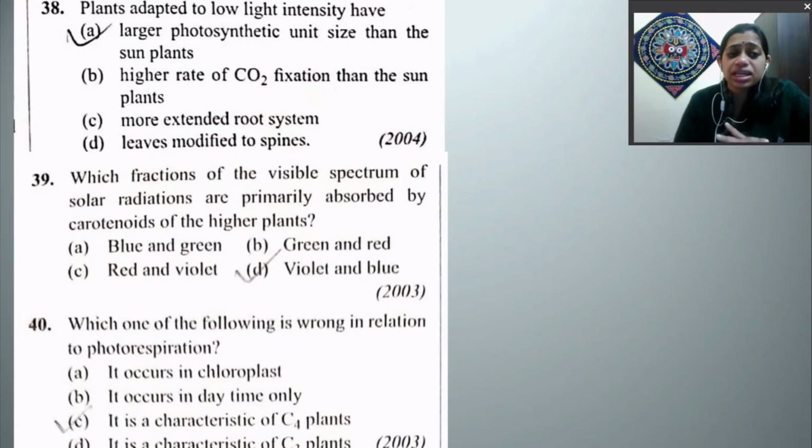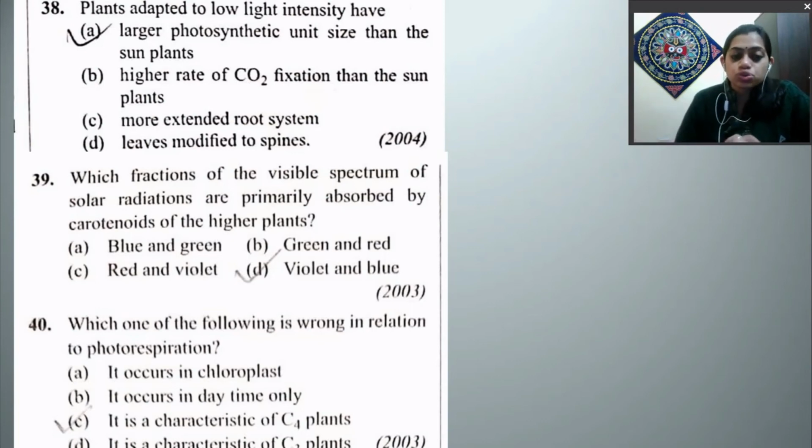Now number 39, which fraction of the visible spectrum of solar radiation is primarily absorbed by carotenoids of the higher plants? Carotenoids mainly violet and blue color के जो wavelength है उसको absorb करता है. So right answer will be D.